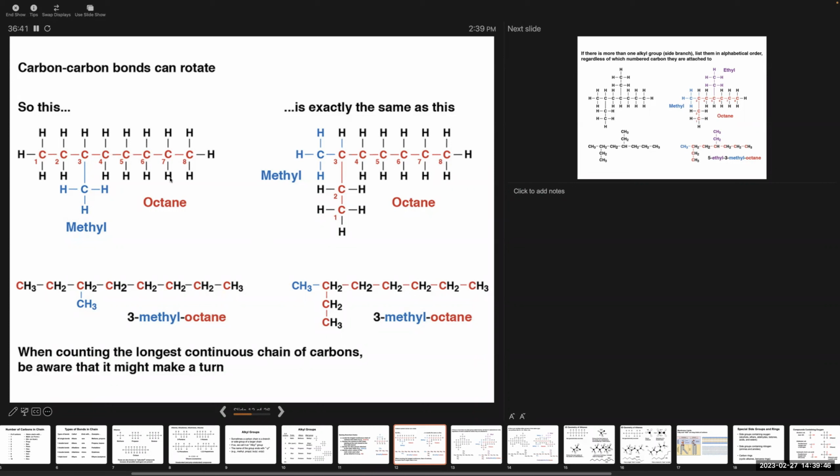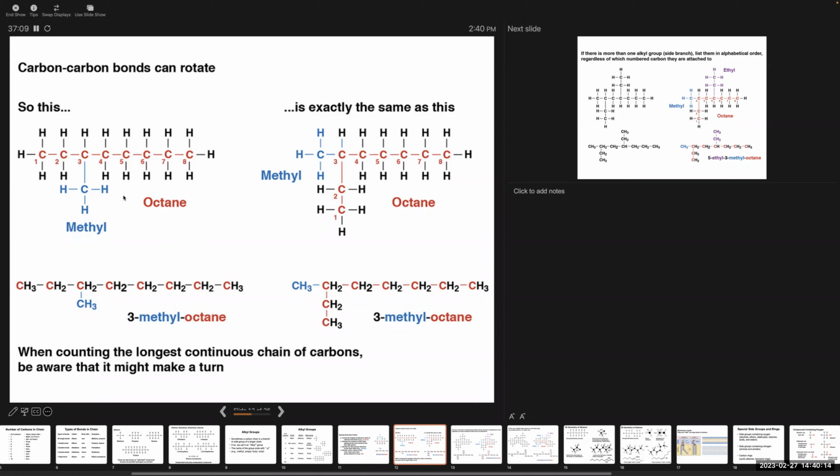So in this first drawing, this first way of illustrating the molecule, it's very simple and straightforward. We can count our continuous chain of carbons, 1, 2, 3, 4, 5, 6, 7, 8. So I know that the molecule is called octane because it has 8 carbons, and the carbons are all bonded with single bonds. So it's octane, A-N-E. There are no double bonds in there, so we don't use E-N-E.